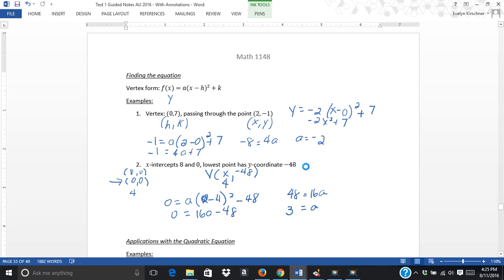So now I know my equation is y equals 3 times (x minus 4) squared minus 48, and I can get my equation that way.